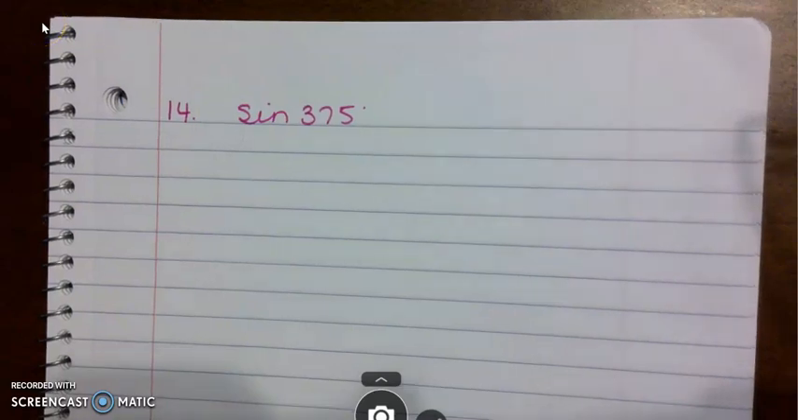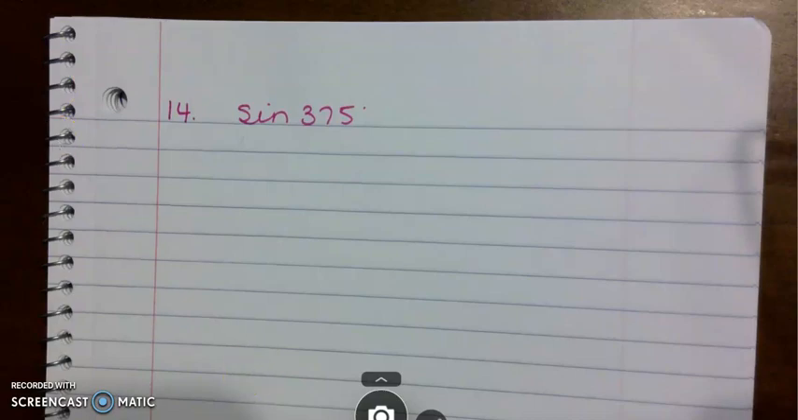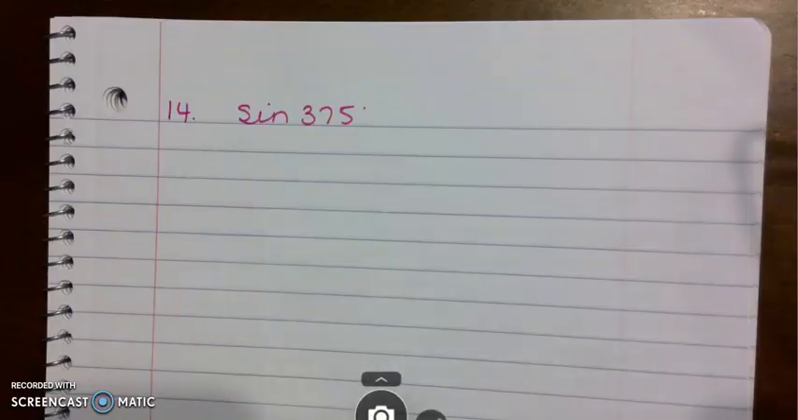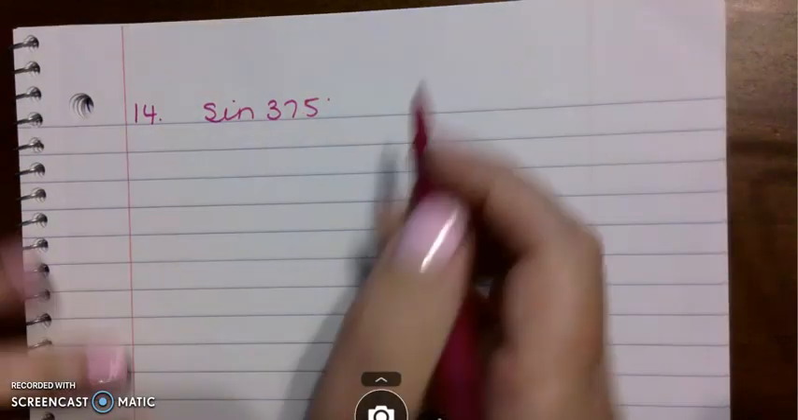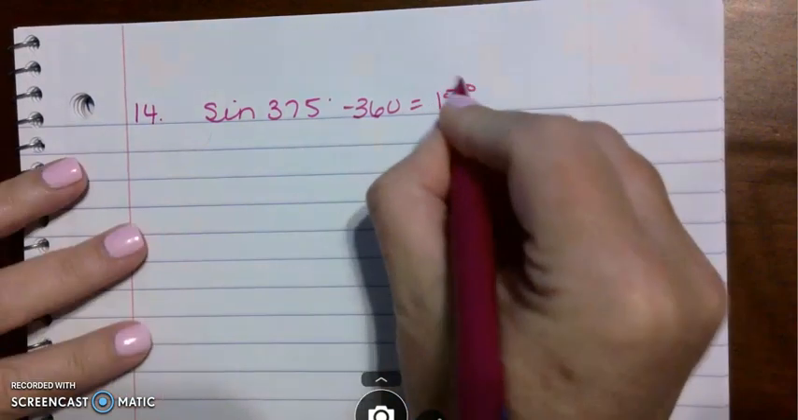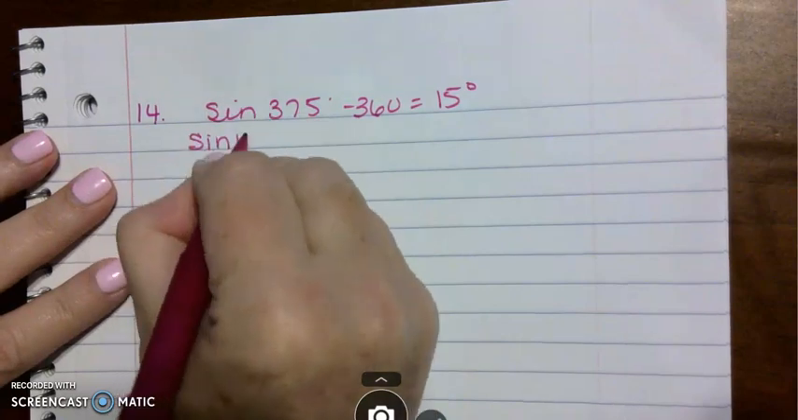We're going to use the sum and difference identities to find these values. The first one is sine of 375 degrees. Let me pull my unit circle back up. We have to come up with two numbers that either add or subtract to give 375. I realize this value is bigger than 360, so we can subtract 360, and this gives us 15 degrees. So now what we're looking for is sine of 15 degrees.